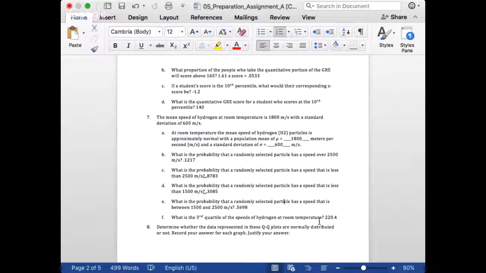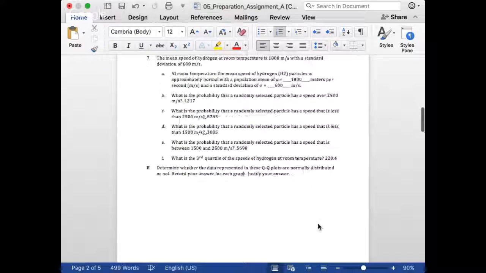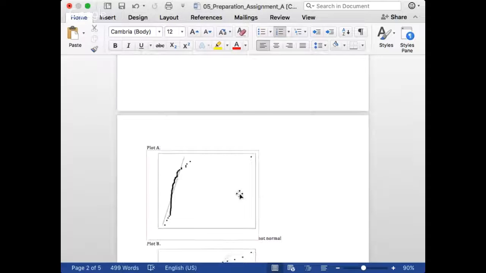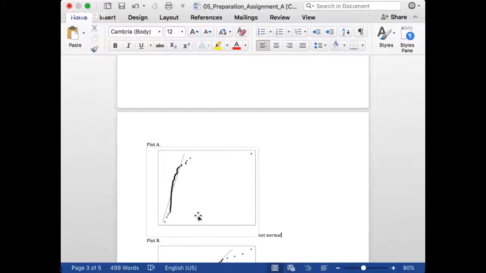Sorry for interrupting. So we good for going to 8? Yep, let's do it. All right. So I'll pull these up right here. So plot A. The book says it's not normal. From what I get, it's supposed to be as linear as possible? Yeah. Yeah, so that's not normal because you kind of see it's like an S shape.